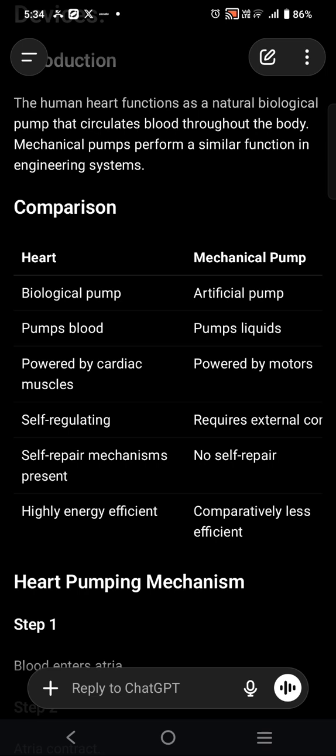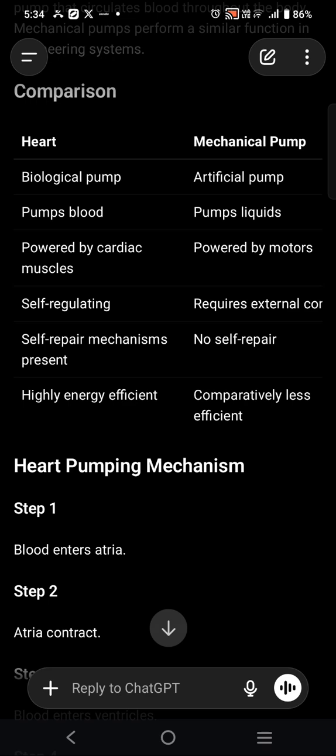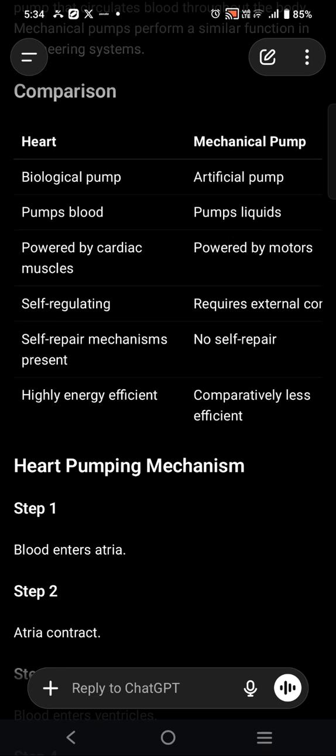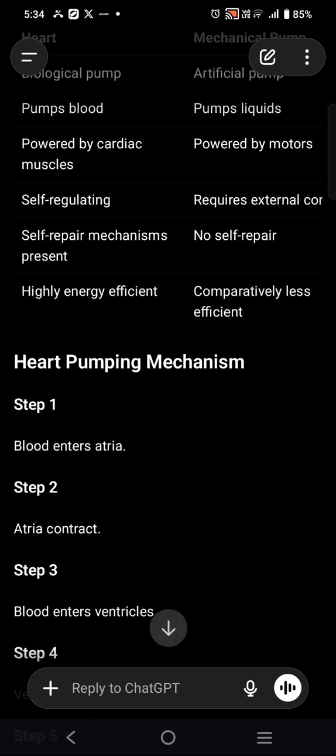Powered by cardiac muscles; powered by motors. Self-regulating; requires external control. Self-repair mechanisms present; no self-repair. Highly energy efficient; comparatively less efficient.